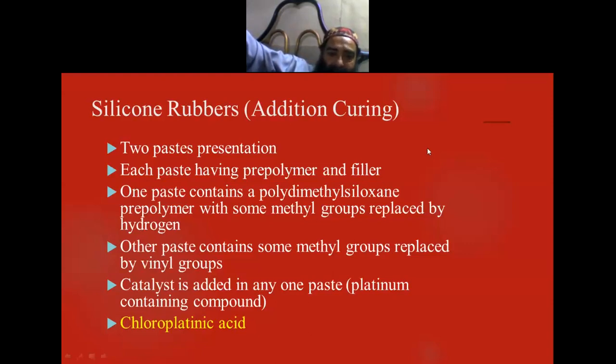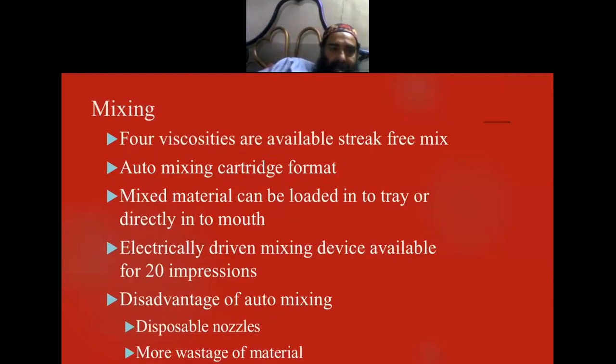Catalyst is added in any one paste. These are usually platinum containing compounds. That is why their cost is somewhat high. And chloroplatinic acid is its catalyst.